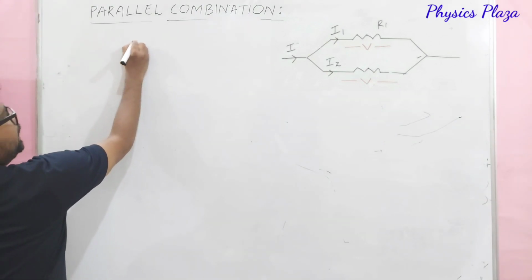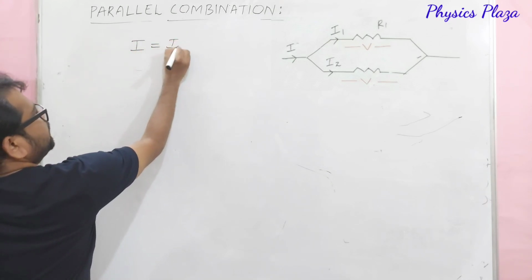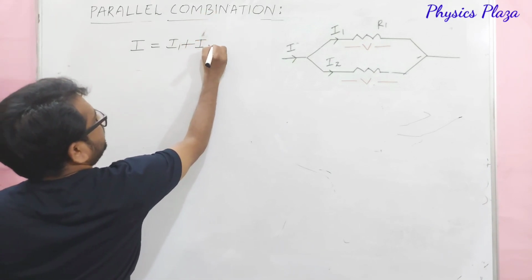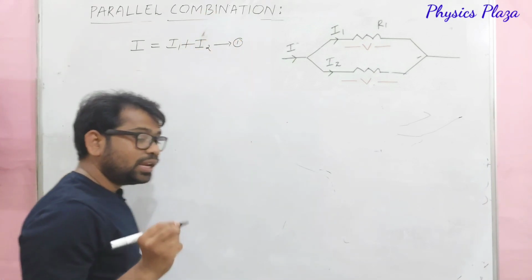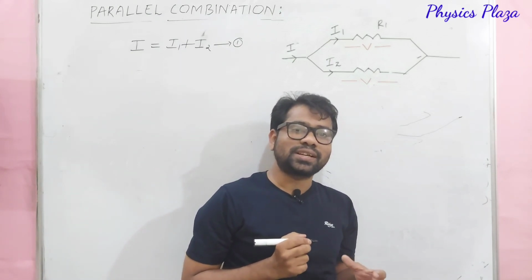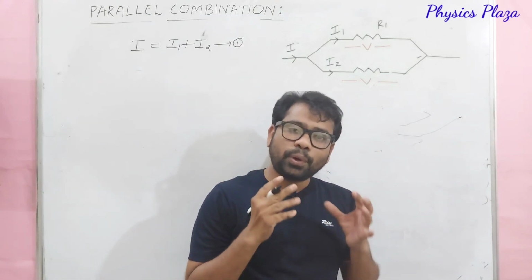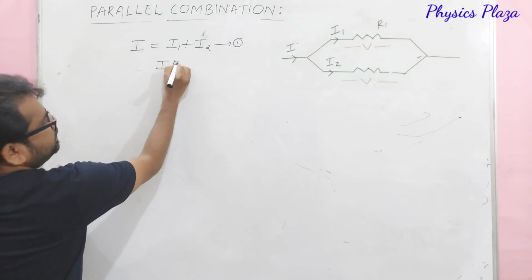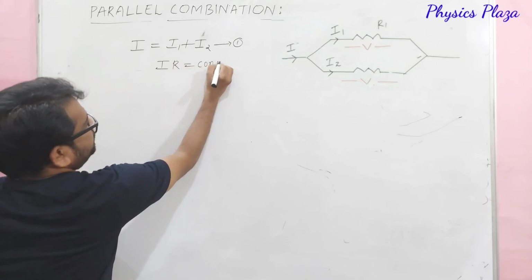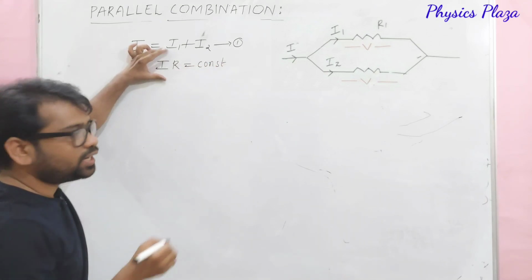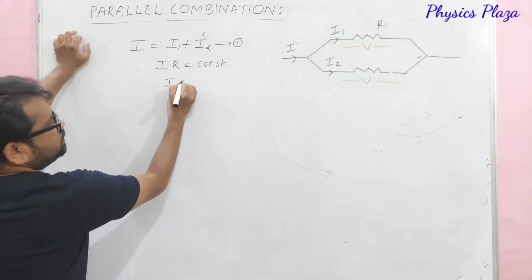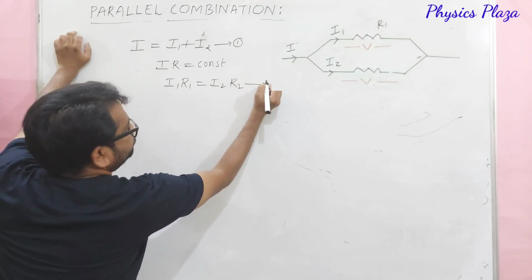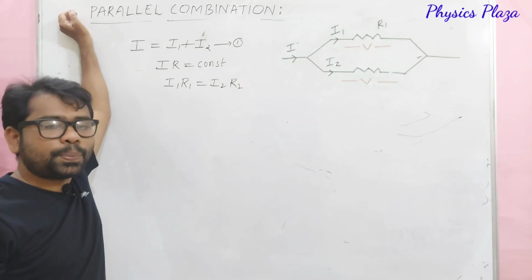Now let us see the amounts of current flowing through the different resistors. We know that the total current I is equal to I1 plus I2. Let it be equation 1. Children, in a parallel combination, what remains the same across the resistors? That is potential difference. When potential difference remains the same, according to Ohm's law, IR is equal to constant. As IR is equal to constant, we can write I1 R1 is equal to I2 R2. Let it be equation 2.